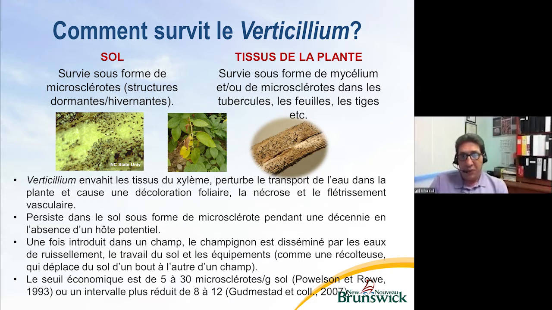Literature has put an economic threshold for Verticillium when we test the soil or the plant samples, and it varied. There are some that say it's between 5 to 30 microsclerotia per gram of soil, and some go with a narrower level of 8 to 12 microsclerotia per gram of soil.